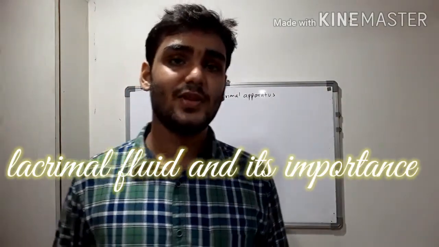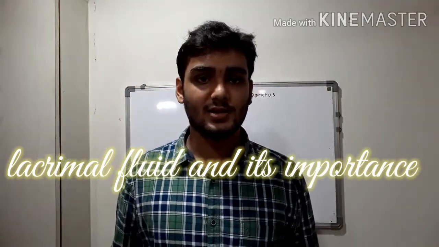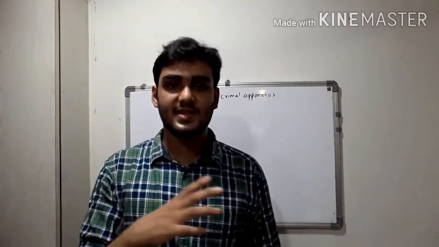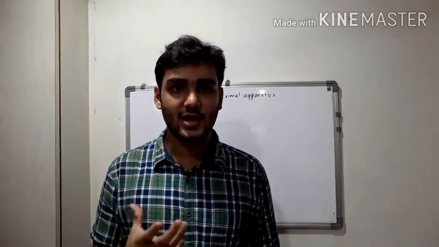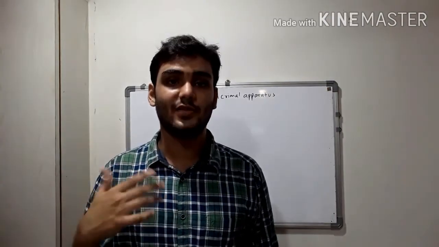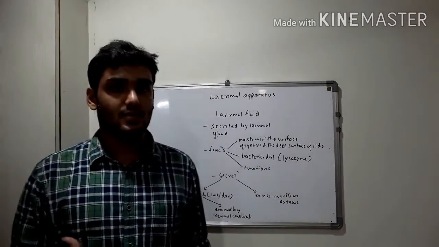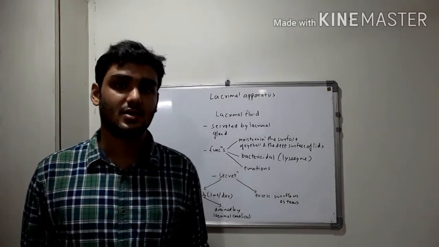So now let's begin with the main topic, that is the lacrimal apparatus. The lacrimal apparatus is the set of structures which are involved in the secretion and drainage of the lacrimal fluid, that is the tear fluid. So firstly, let's get acquainted with what the lacrimal fluid is and what its function is.